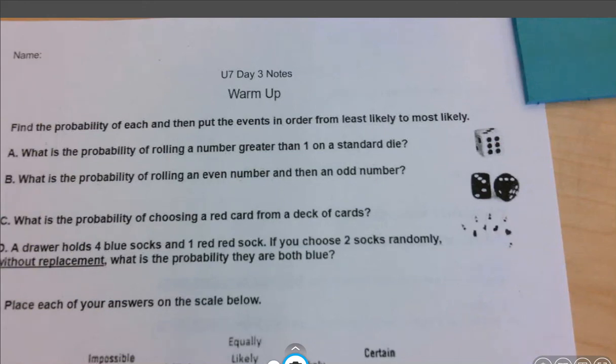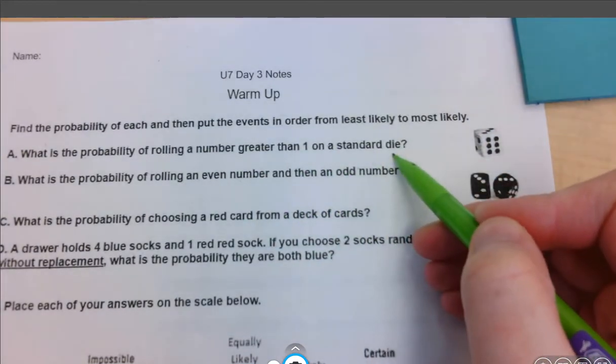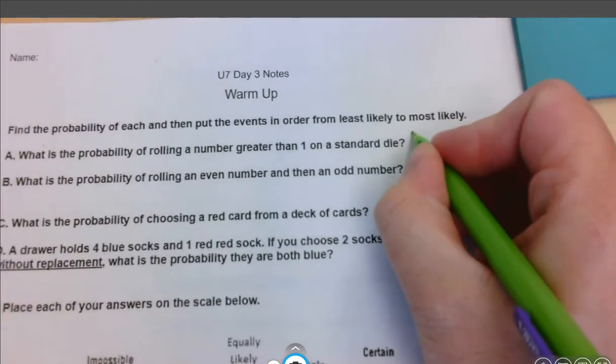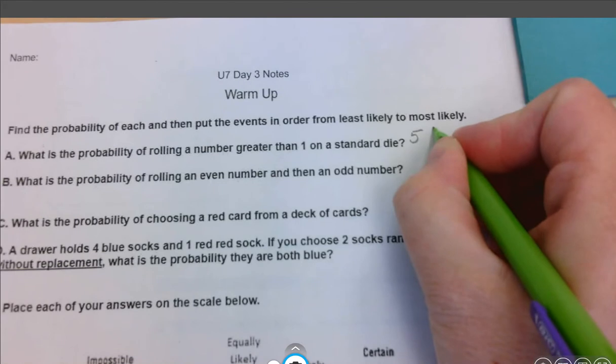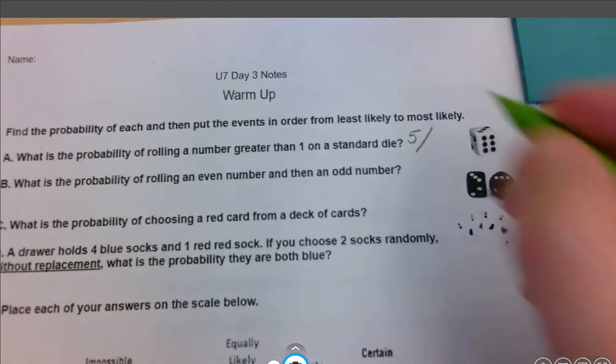Okay. First one, the probability of rolling a number greater than 1 on a standard die. So how many numbers are greater than 1 on that die? 5 of them, thank you. So 5 numbers are greater than 1 out of how many altogether? Is he right? Is it 5 out of 6? Yes. Okay, good.